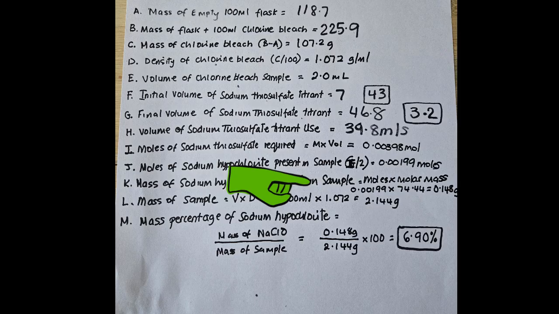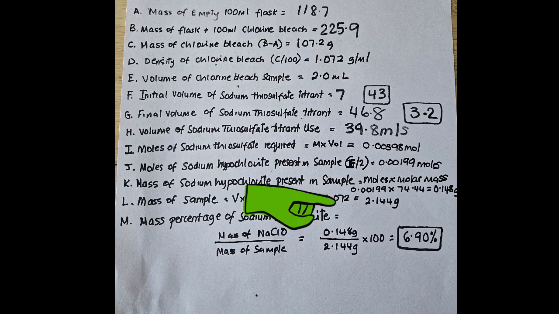Next, we need to calculate the mass of sodium hypochlorite using the molar mass 74.44 grams per mole. So we take our result, which is 0.00199 moles, and times that by the molar mass, which is 74.44 grams per mole, and that gives us a mass of 0.148 grams.